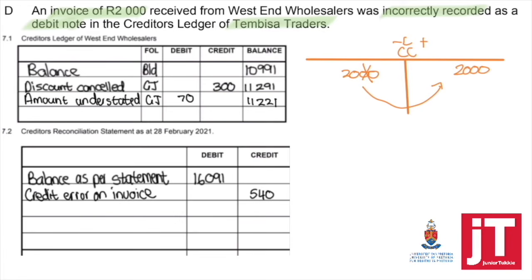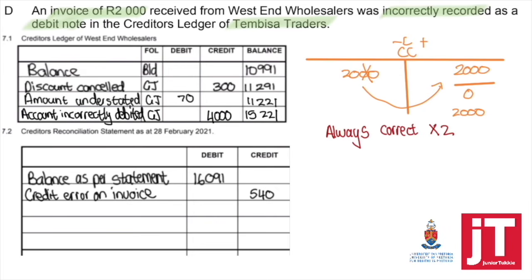So to take that out, to cancel that, we need to credit the creditors control account, but now we've only taken it out, so that's now equal to 0. Now we still need to show the invoice that we've bought on credit. So in this type of transaction, we always have to correct it times 2. So in the creditors ledger, account incorrectly debited 4,000 on the credit side, and now my new balance is 15,221.